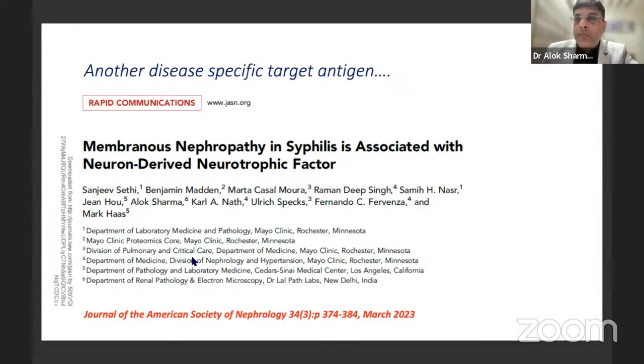And since we started doing it in a lot of cases, we were actually able to discover antigens associated with specific diseases also. So this NDNF is another case, where we have syphilis, and I was fortunate to be a part of the discovery cohort in this case. So NDNF, the neuron-derived neurotrophic factor, is a specific target antigen for syphilis-associated membranous GN.